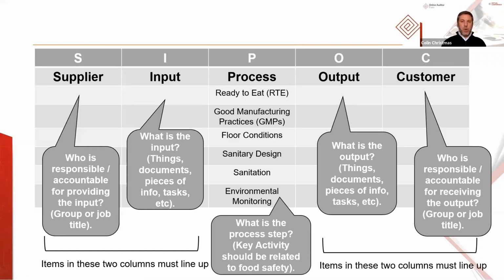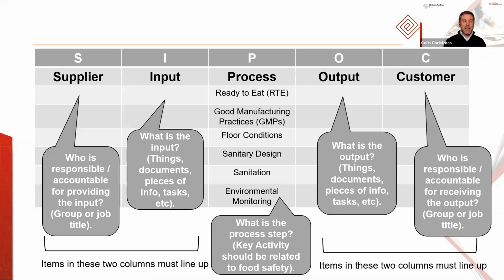And then when you have these sub-processes, how can an organization map them? So here's another example. I've showed you turtle diagram. Something very similar is something called SIPOC, supplier, input, process, output, customer. And when you map these, so these are the processes from the previous page, ready to eat, GMPs, floor conditions, sanitary design, sanitization, environmental monitoring.